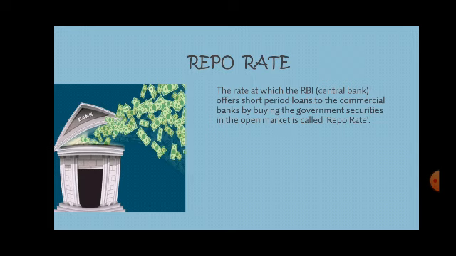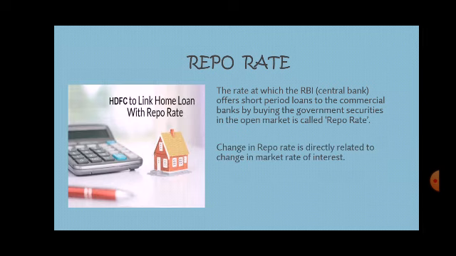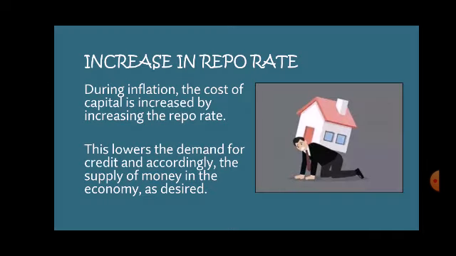Repo rate. Repo rate is also the rate of interest at which RBI gives loans to commercial banks. But the basic difference between bank rate and repo rate is that of time period. Repo rate is often for the short period loans that commercial banks take from the central bank by selling government securities in the open market. Again, change in repo rate is directly related to change in the market rate of interest.